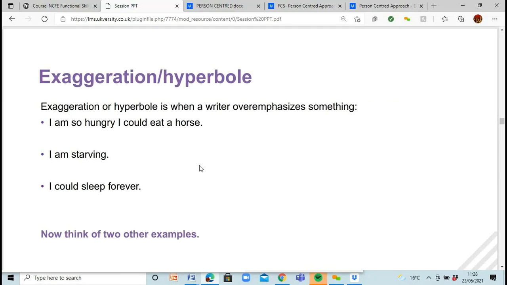And then you've got exaggeration and hyperbole. Hyperbole is when someone is overemphasizing something, they're going over the top. So when somebody might be a little bit hungry, and then they say, "I am so hungry I could eat a horse." Or they say, "I am starving." And then they could also say, "I could sleep forever." So those are some examples of exaggeration and hyperbole, which are more or less the same thing.